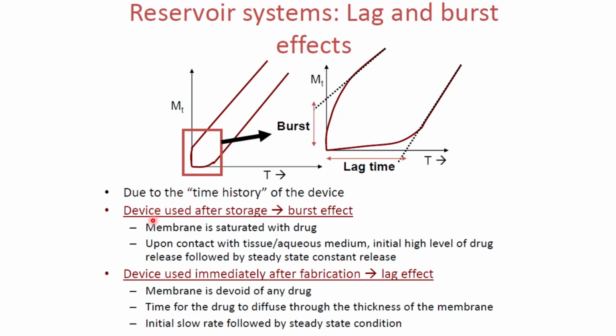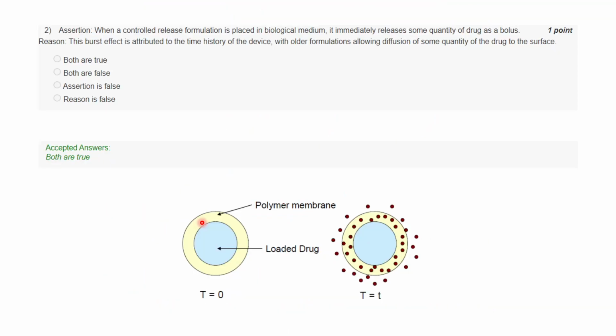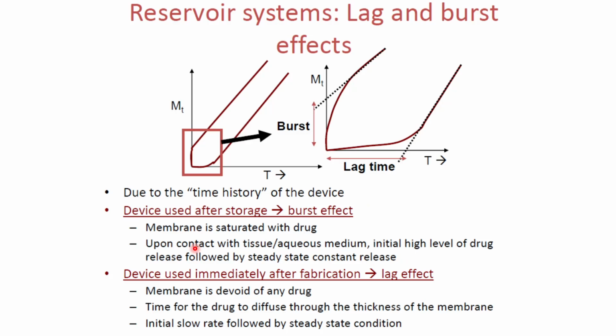Let's say you have your device made and it is kept in storage because there is no immediate application for it, and after some time somebody buys it from you. That's when you see a burst effect. Why does that happen? Because when your polymeric device was in storage, this drug has diffused out from this system and it has collected on this outline here. So your membrane is now saturated with the drug. And once it's injected in the body, it comes in contact with this aqueous medium, and a large amount of drug will come out before the steady state follows.